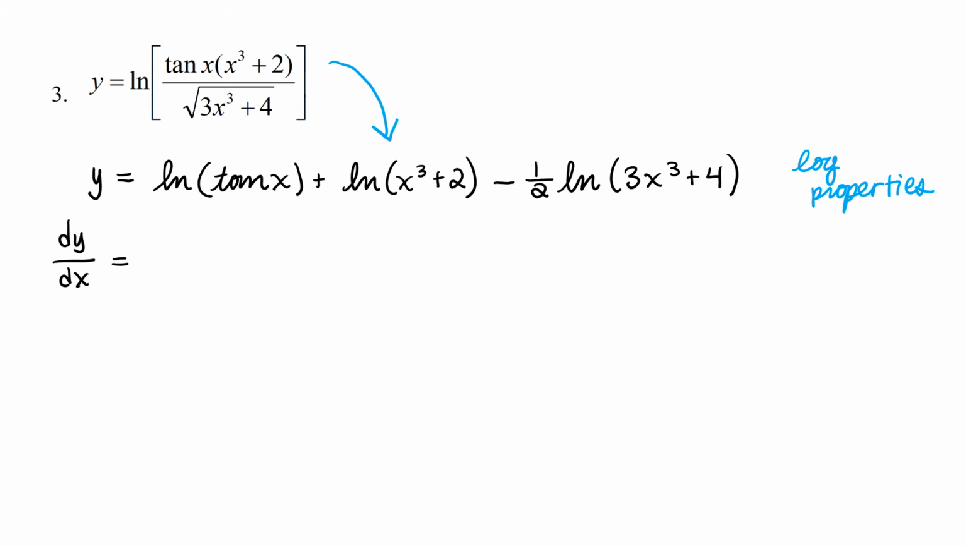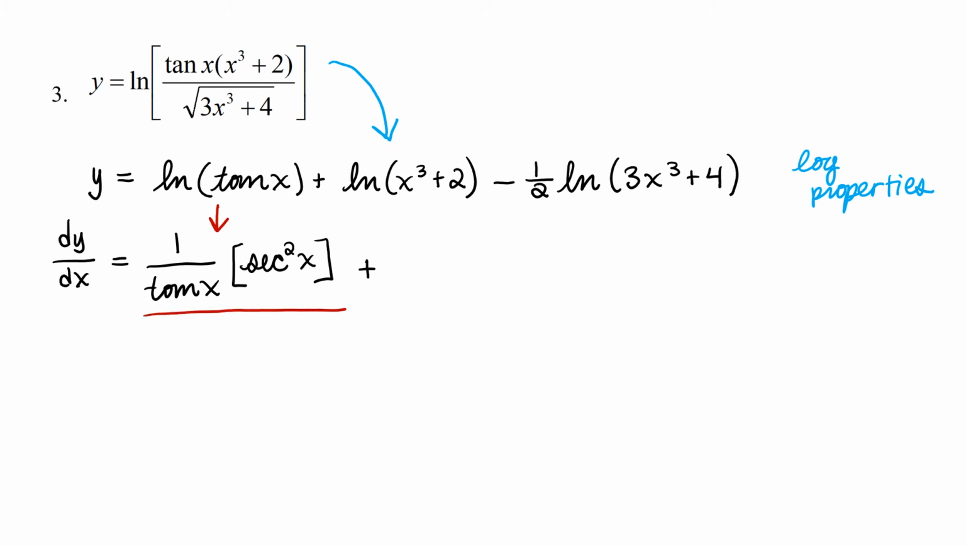So this is the natural log of this tangent x. So we have a function and a function, and we use chain rule. The derivative of the outside function will be 1 over whatever's inside of it. So that'll be 1 over tangent x. The derivative of tangent x is secant squared x. So this is the derivative of our first piece.